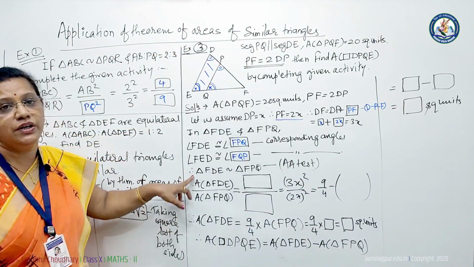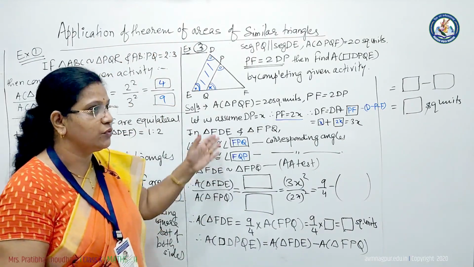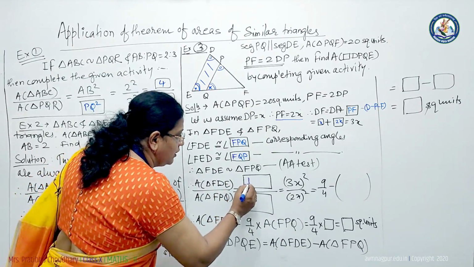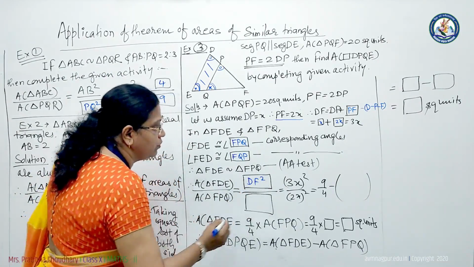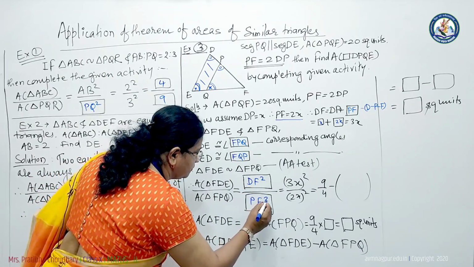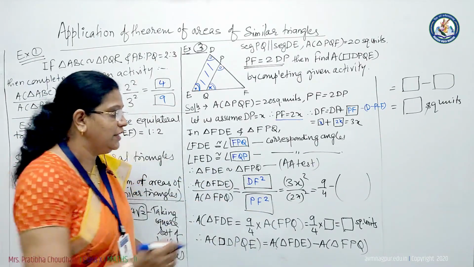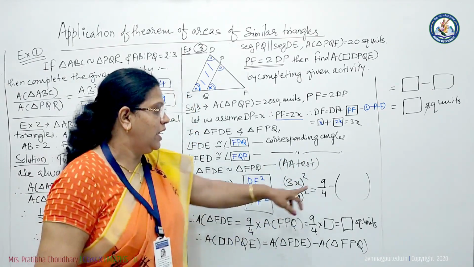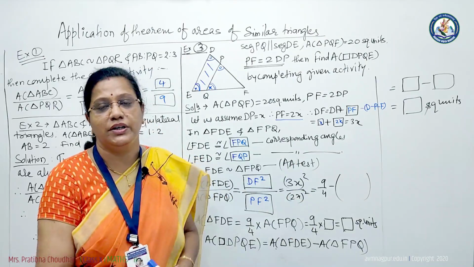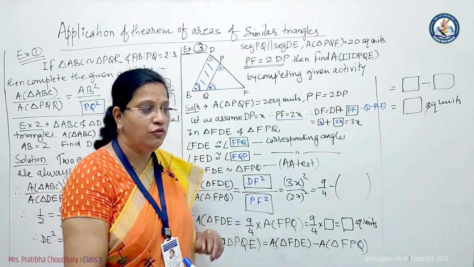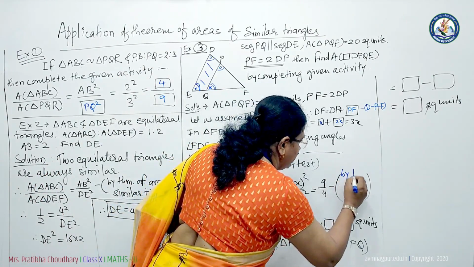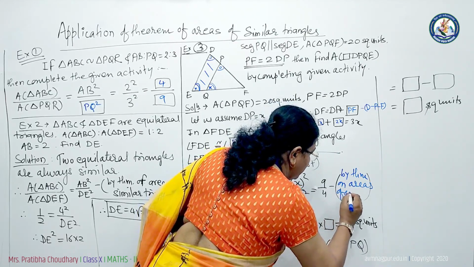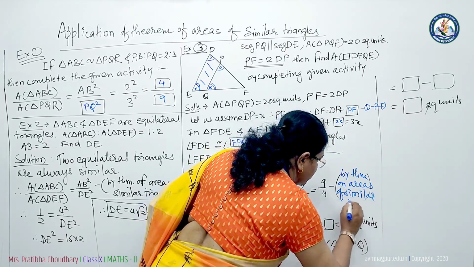Now the ratio of the areas of two triangles is equal to the ratio of the squares of their corresponding sides. So which corresponding sides do we have to take? Here it will come DF square and PF square. Okay, these are the corresponding sides. Here DF is 3x, so whole square of that. PF is 2x, so whole square of that, and x square will get cancelled and you will be left with 9/4. Here you will have to write the reason, by theorem on areas of similar triangles.